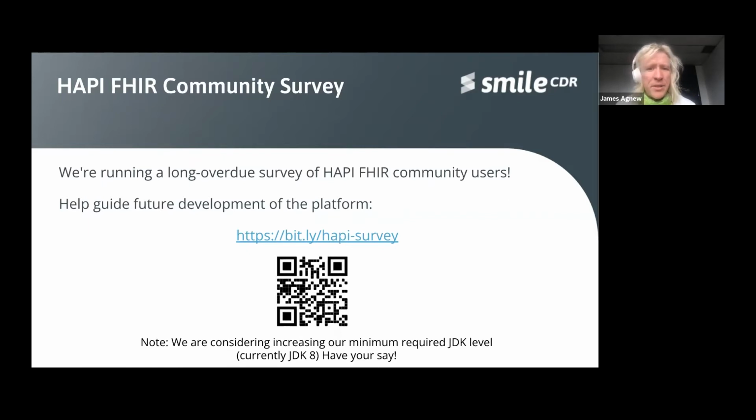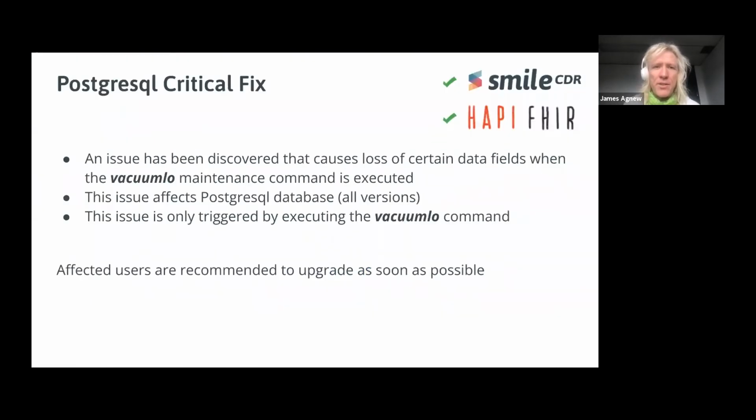I will say, particularly, we are considering increasing the minimum JDK requirement required in order to use HappyFire. Currently, we support Java 8 and above. We are considering raising that floor potentially to Java 11 or maybe even beyond that. If you've got an opinion, either good or bad, on that change, please do take a moment to fill out the survey and express that opinion. We do have a question about that, and the answers to that survey will determine whether we proceed with that change or not, and how quickly we proceed with that change. So it is important that we get some feedback on how people feel about that potential change.